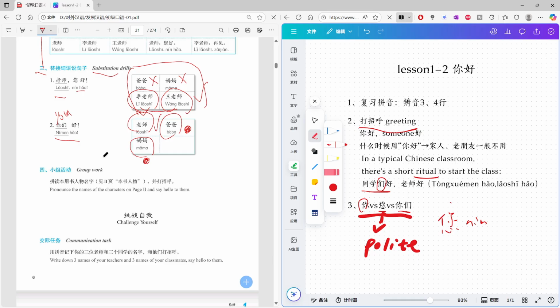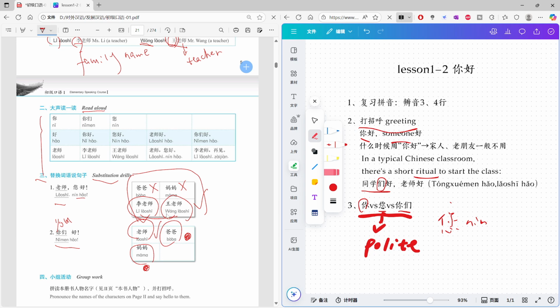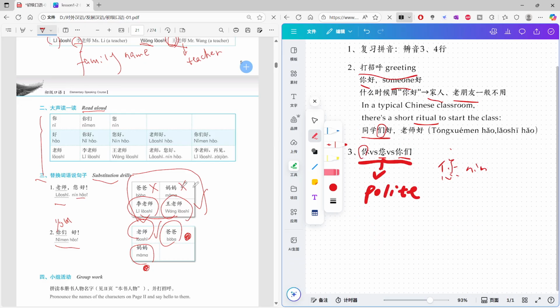好的, 以上就是今天我们学习的内容, 我们学了什么呢? 第一个就是打招呼, greetings. Hello, 你好, and someone 好, right, or 您好, someone 您好, or 你们好. Very good. And when to use 你好: except for close families and old friends, usually in any situation you can use 你好. And what the differences are between 你 and 您 and 你们, yeah, I think you've already known. That's all for today's lesson, we've already finished lesson 1.